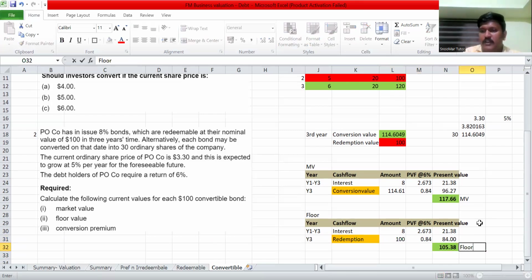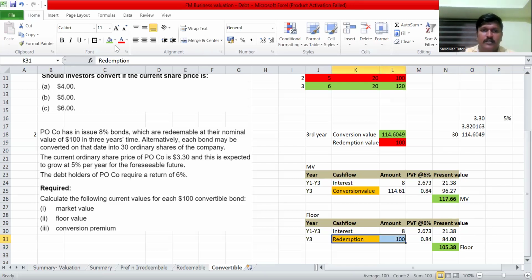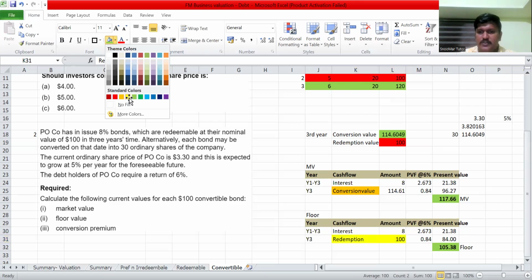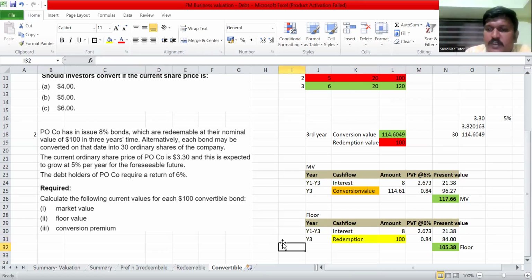Everything else, since the formulas are already linked, I only changed the redemption amount. Now instead of conversion, I am using a redemption value. When I'm using a redemption value, it means I'm not converting; I'm considering that this debt is not being converted. So 100 is considered. This is your floor value.